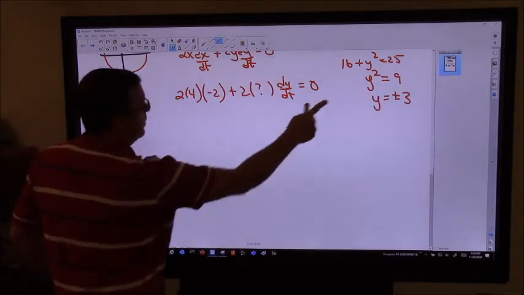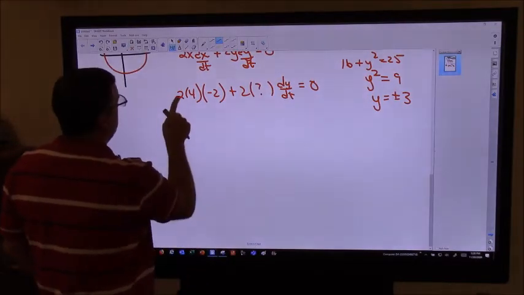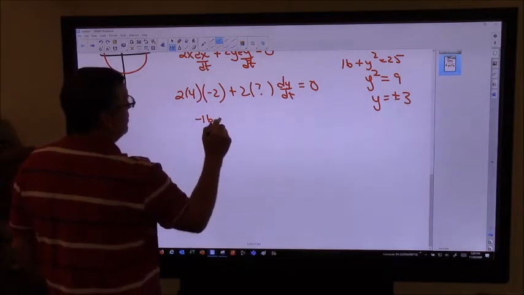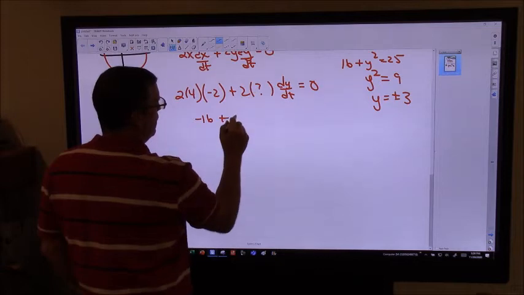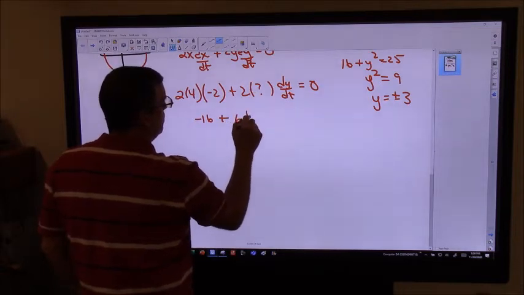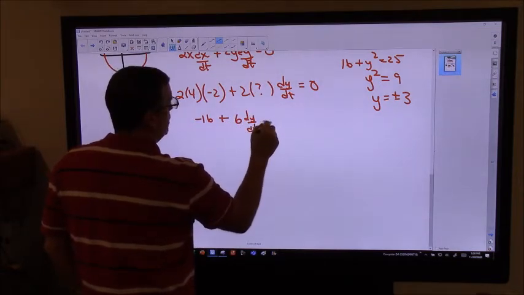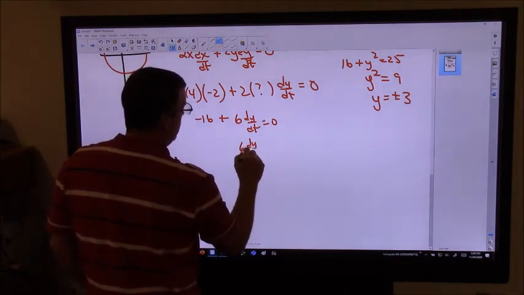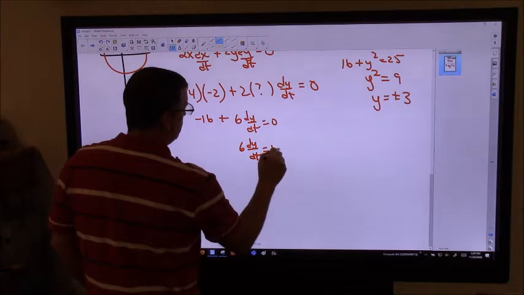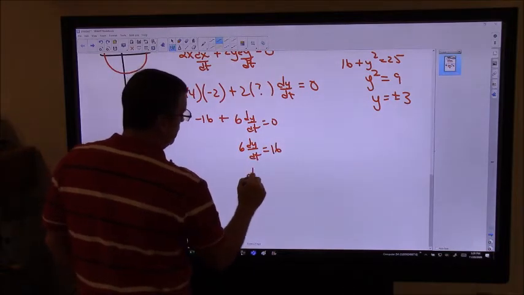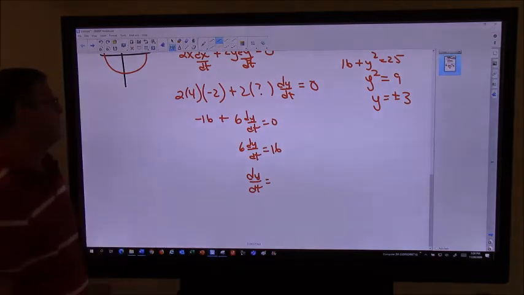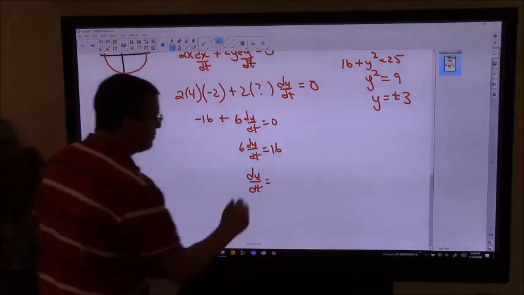So let's see, if I plug in a 3 first, I've got 8 times a negative 2, that's a negative 16, plus, if I put a 3 in there, I've got 6 dy over dt, that equals 0. I'll move this to the other side. I've got 6 dy over dt equals 16. Divide by 6, I get dy over dt equals 16/6, which reduces down to 8/3.